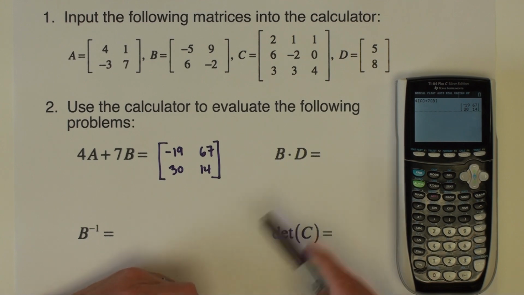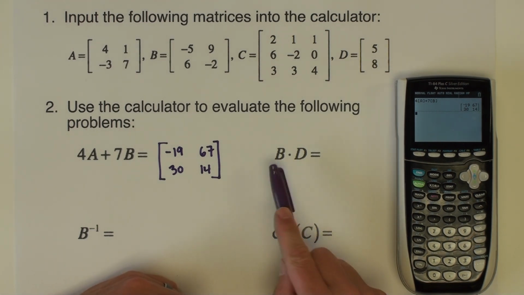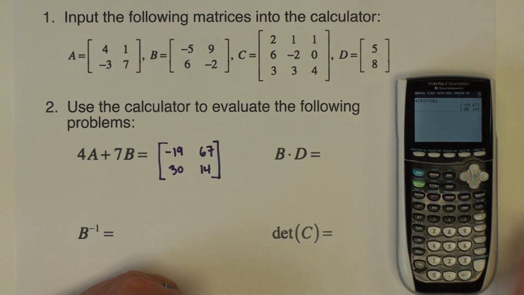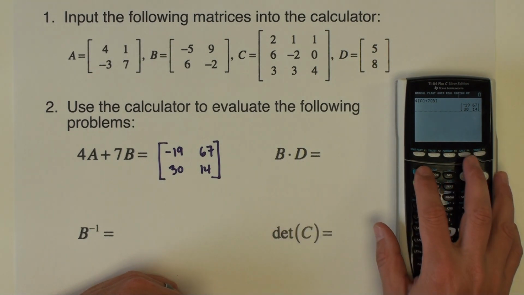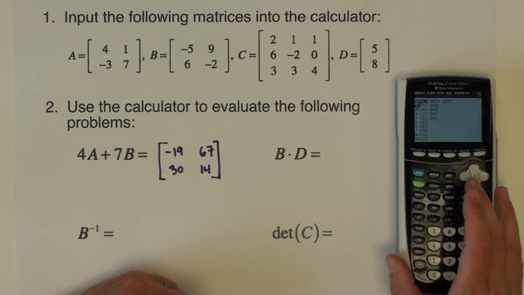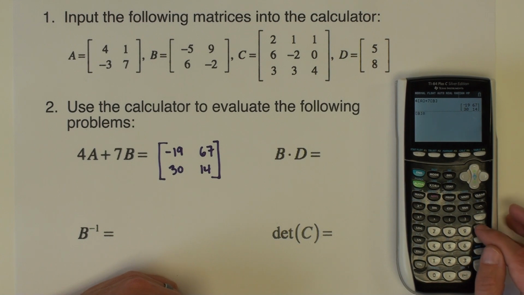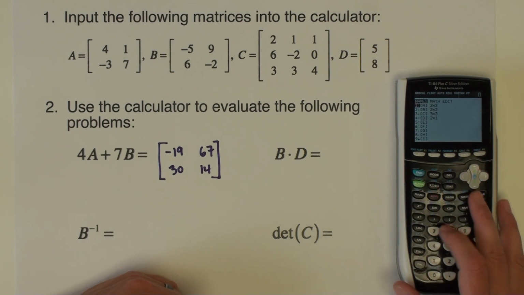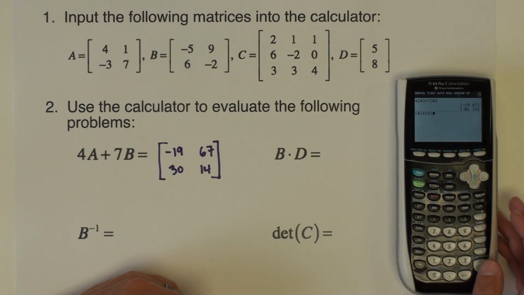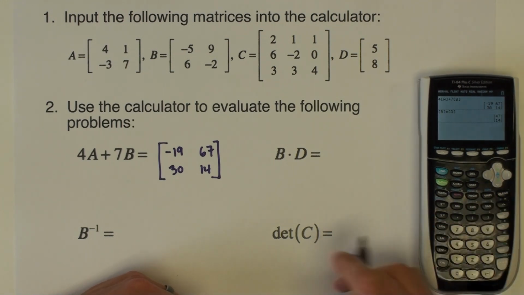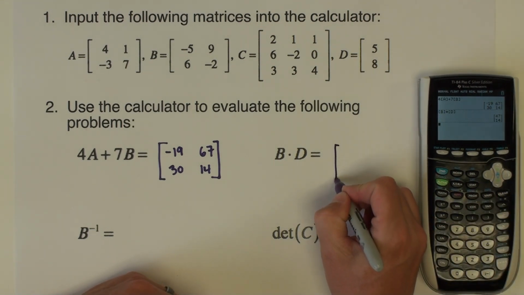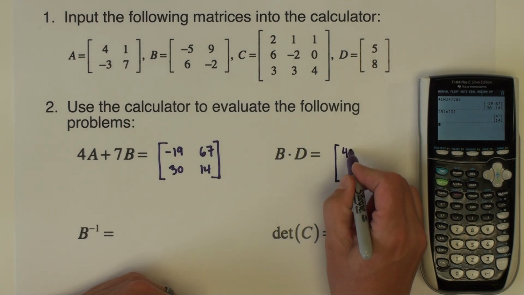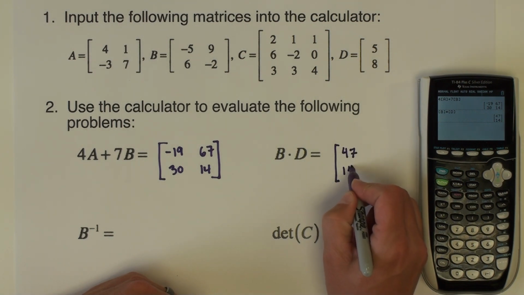Now we can also do matrix products. Okay, so that's the whole row times column thing that I just did. So I want to do B times D. I'm going to go into my matrix menu and select B. I'm going to multiply. I'm going to go back into my matrix menu and select matrix D. If it's possible, it'll give me an answer for it. And it did give me an answer for it. The answer is 47, 14.